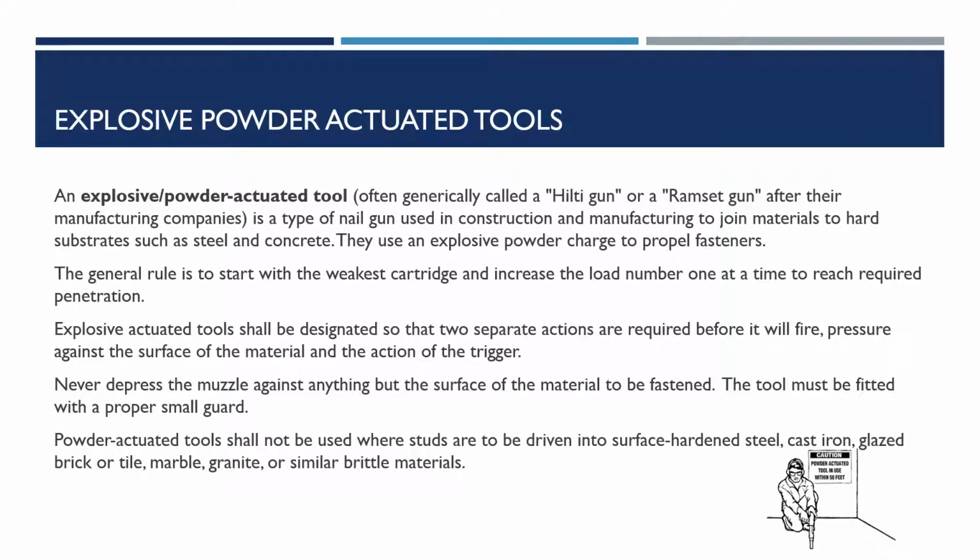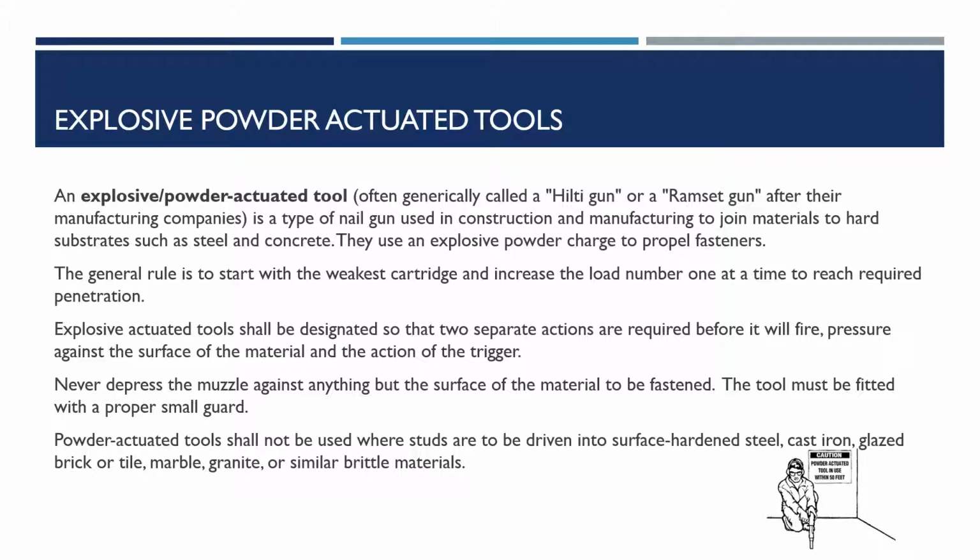Explosive powder actuated tools. An explosive powder actuated tool, often generically called a Hilti gun or a Ramset gun after the manufacturing companies, is a type of nail gun used in construction and manufacturing to join materials to hard substrates such as steel and concrete. They use an explosive powder charge to propel fasteners.